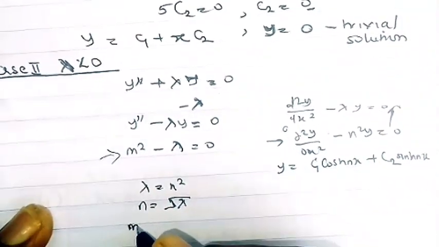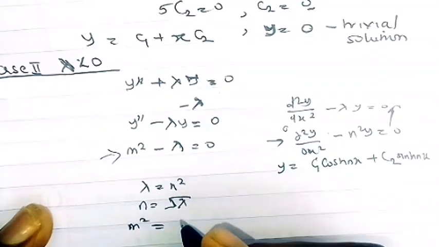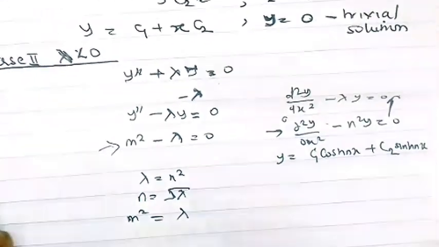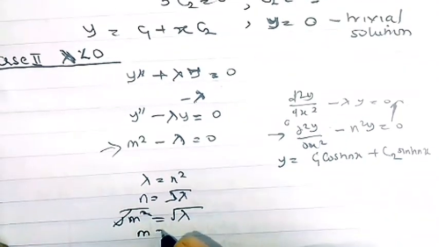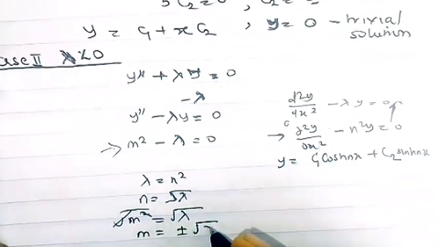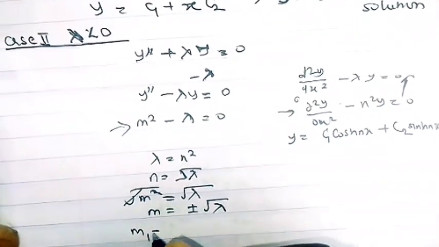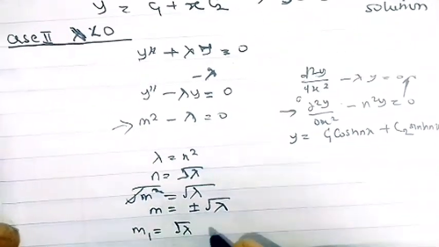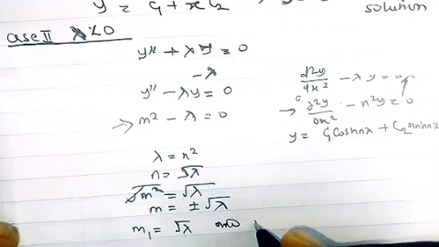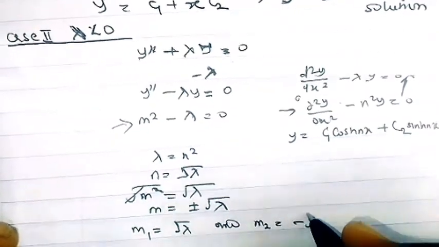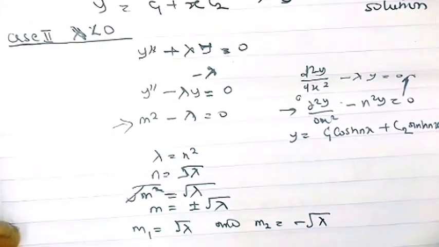So we'll be having m squared equals lambda, right? So take the square root on both sides. My m is equal to plus or minus square root of lambda, which means my m1 is equal to the square root of lambda and my m2 is equal to minus the square root of lambda, right?